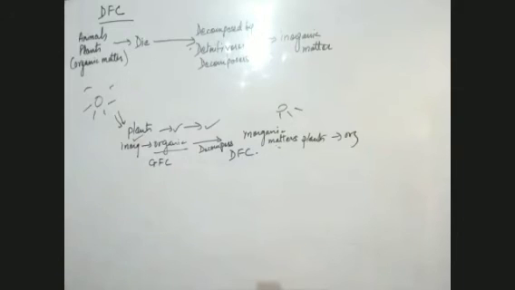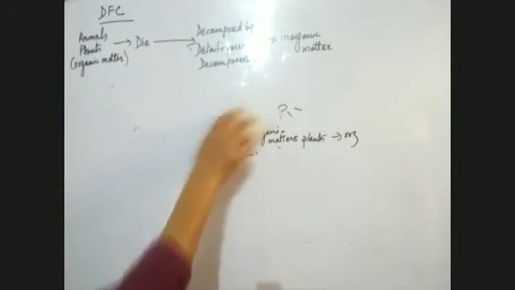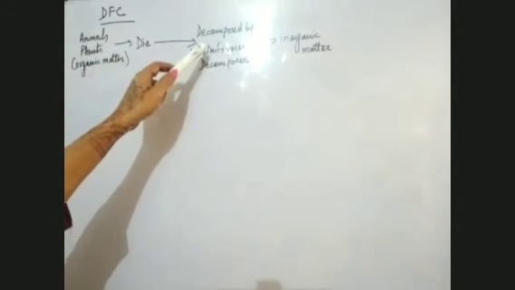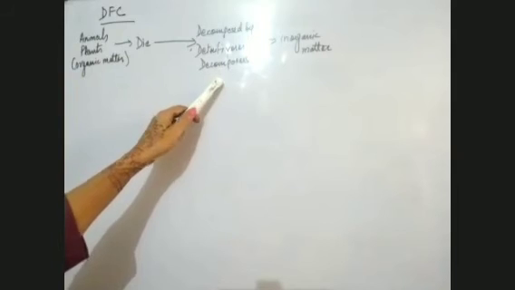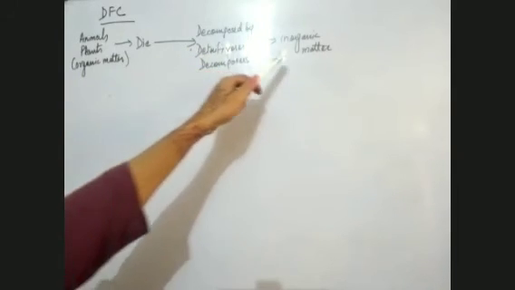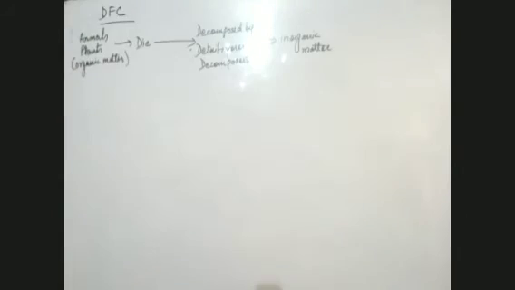Now, here what I'm telling you is the DFC or detritus food chain. Animals or plants, when they die, they have organic matter in them. Their body is decomposed by detritivores or decomposers. As a result, the organic matter present in them gets converted into inorganic matter. This is what the detritivore food chain is about.